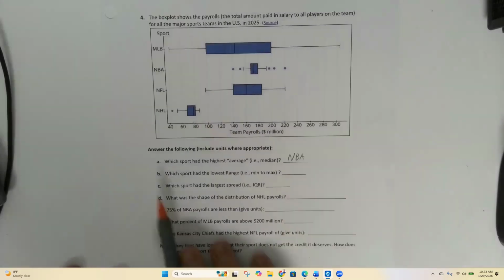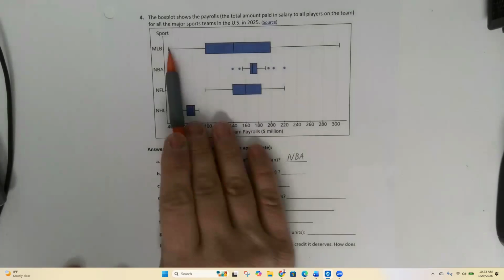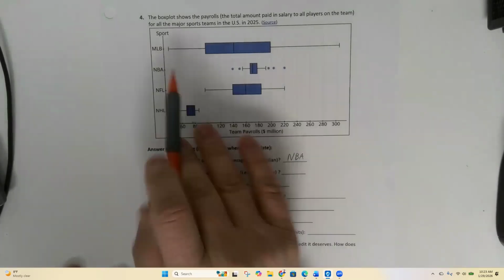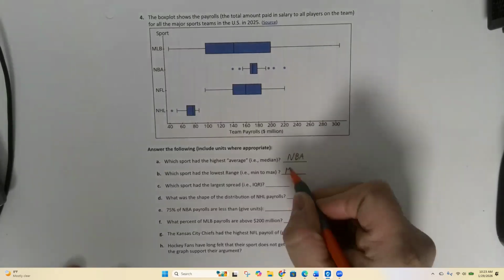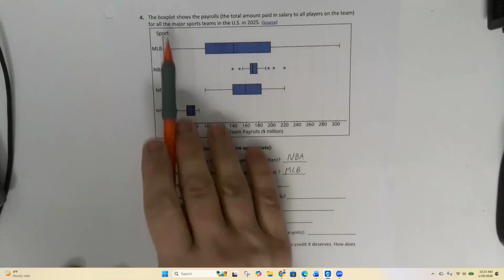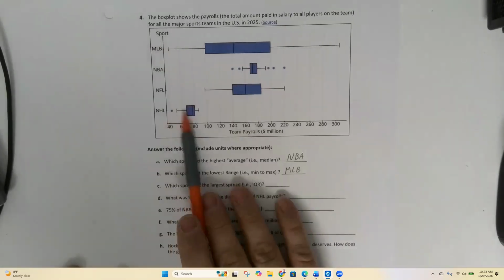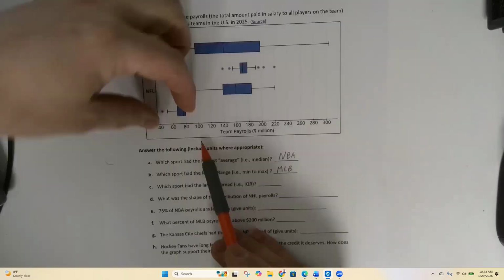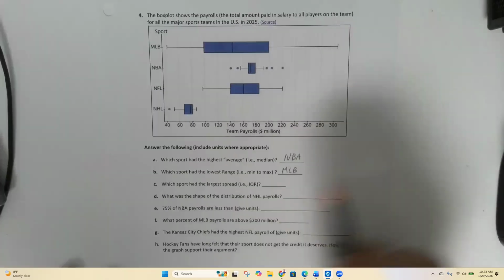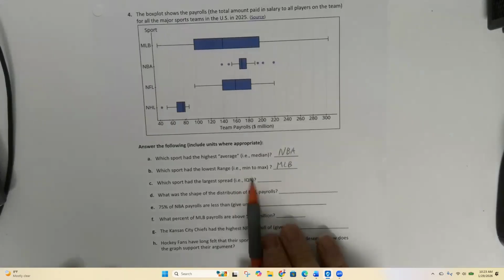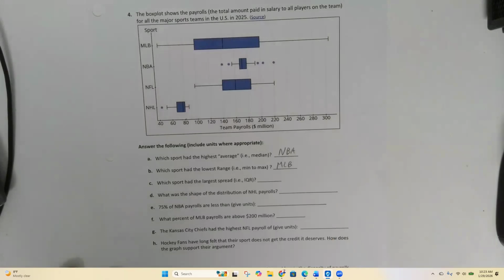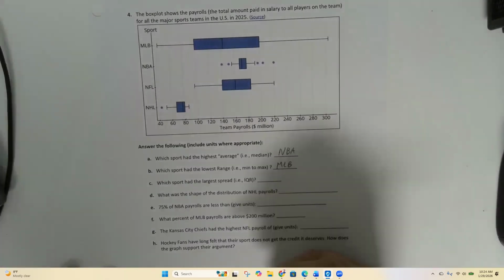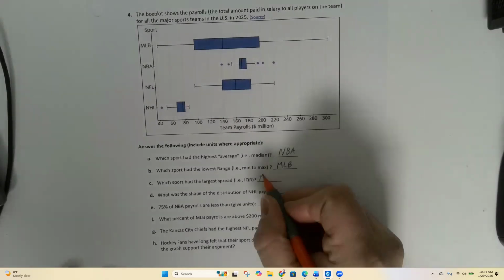Okay. Which sport had the lowest range? Range is minimum to the maximum. So it's asking you which one has the widest total. So that would be MLB, right? Looks like the NHL range is very small. It's this distance, okay? Which sport had the largest spread, IQR, interquartile range? That's asking for the size of the box. Which of these has the biggest box? Also MLB. Thank you, Nicole.